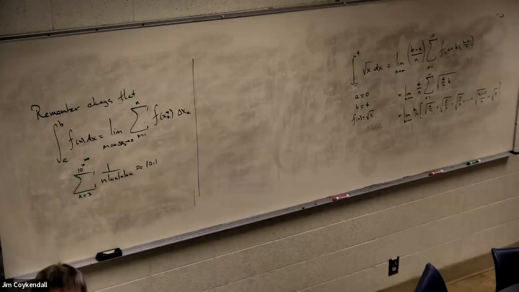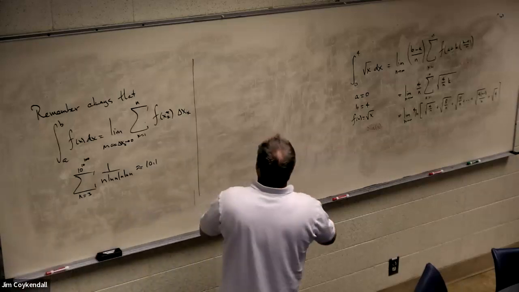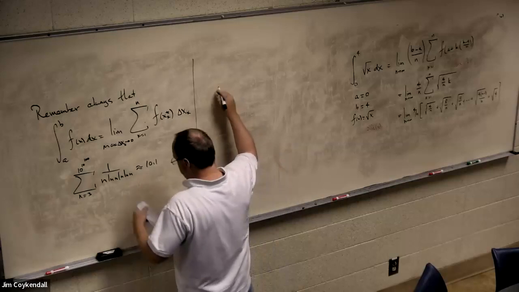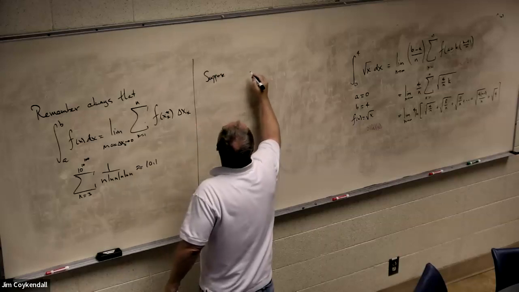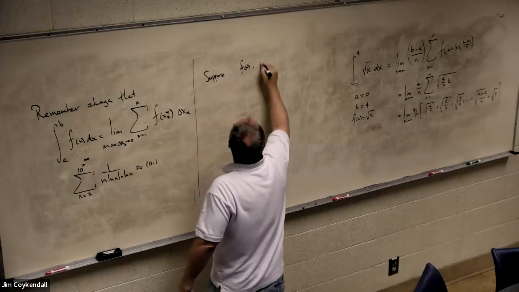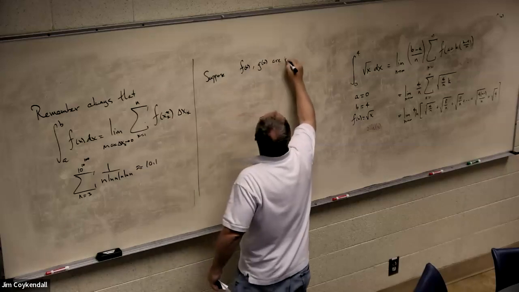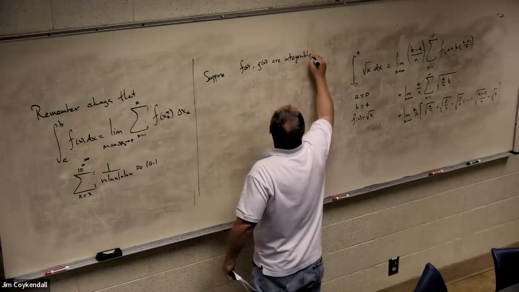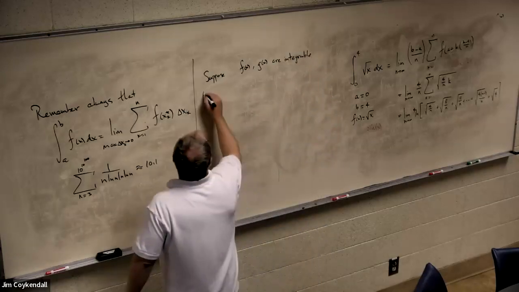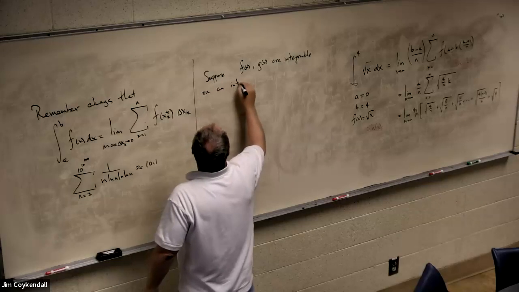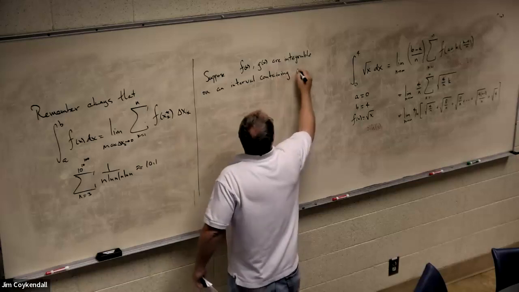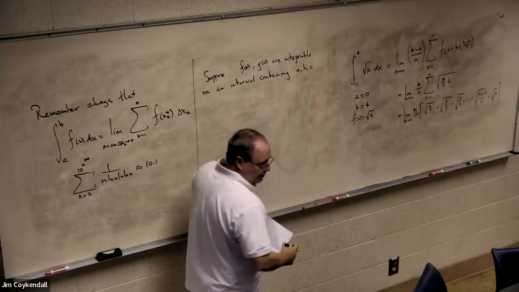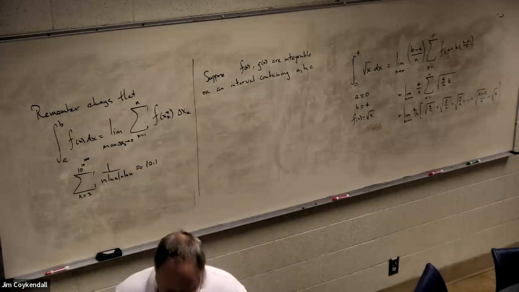Okay, let me give you some properties of integrals. And some of this I'll kind of briefly explain. Let's suppose f of x and g of x are integrable, that is, this limit exists on an interval containing a, b, c. So these are just three numbers, and I'm just saying that the interval contains these.